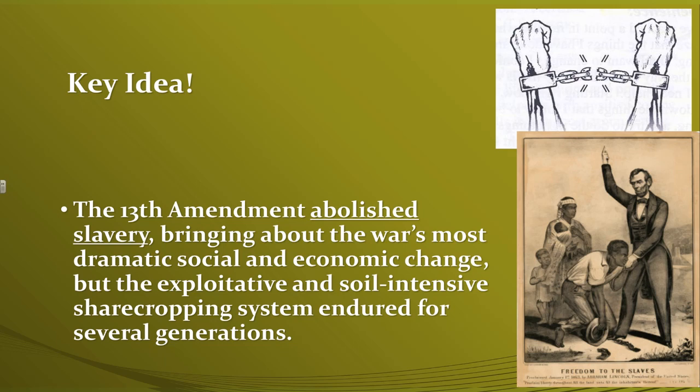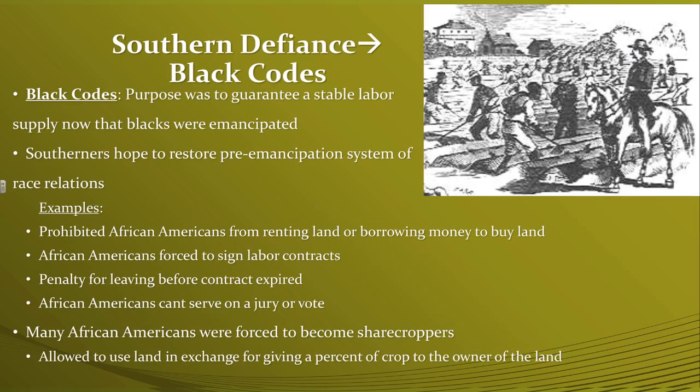This happens before the 14th and 15th, which we'll talk about in a moment. But unfortunately, the South is not just going to accept the 13th Amendment and allow things to go back to normal. They are going to enact black codes, which are kind of the same as slave codes, where they're going to prohibit African Americans from doing certain things like owning or borrowing land, or forcing them to sign labor contracts, which is basically slavery. And they can't leave that contract before it expires. They can't serve on a jury or vote.